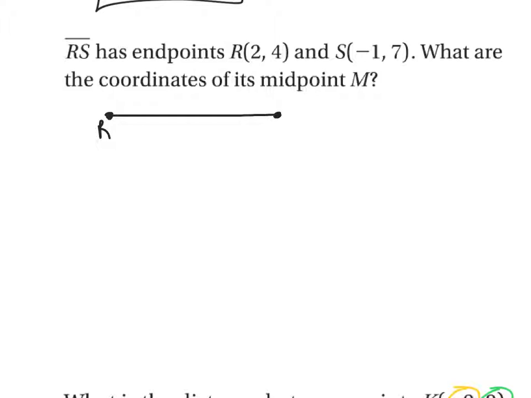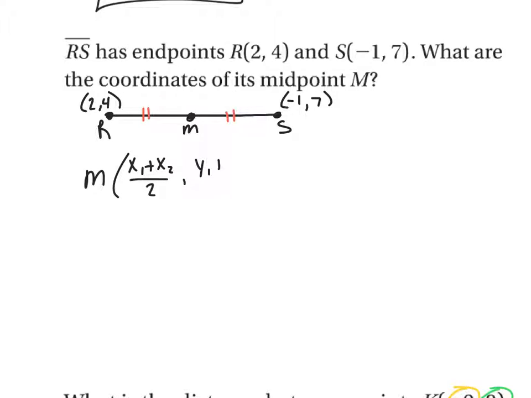So they tell me I have R and S, and that my coordinates are at 2, 4, and at -1, 7. I want to find the coordinates of that midpoint, and I don't know what those are, but remember a midpoint is right in the middle. So what we do, we say the midpoint is at x sub 1 plus x sub 2 divided by 2. And again, the subscripts here, the 1 and the 2's, are simply saying that we have x and y coordinates from different points. So the first point versus the second point.